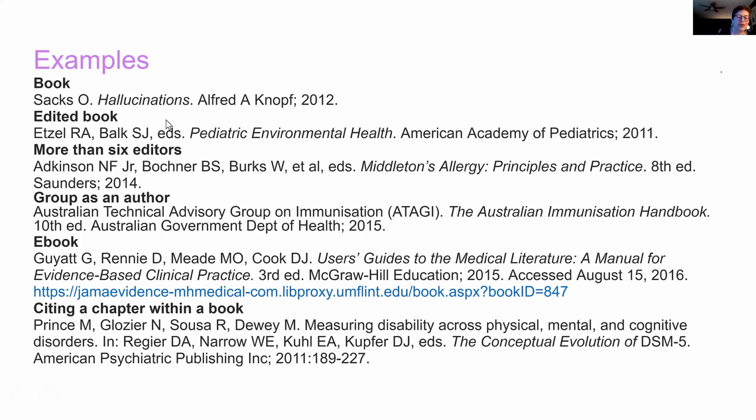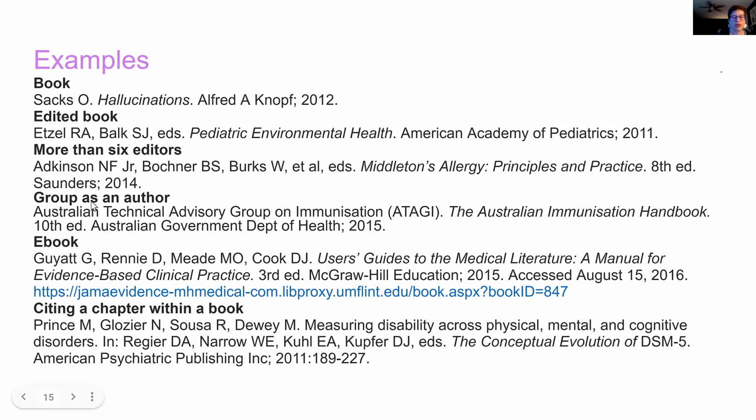So here are quite a few examples, but this is just a standard book. That's pretty standard, pretty easy, straightforward citation there. Edited book, here we can see the editors listed at the beginning because we are citing the entire book. If you have more than 6 editors, here is how you would do that. So these are the et al, comma, eds, and then that period.